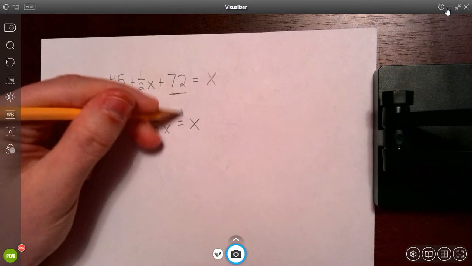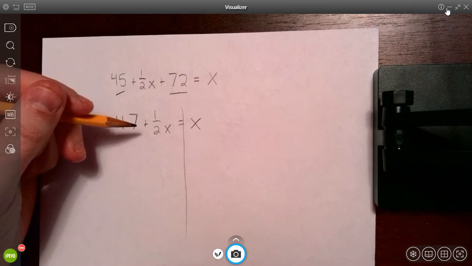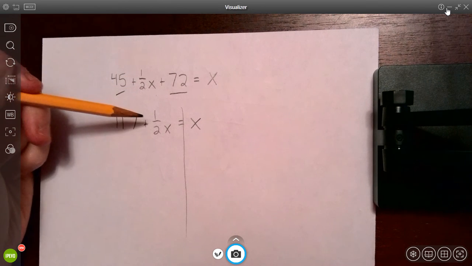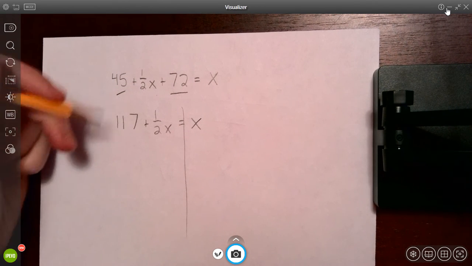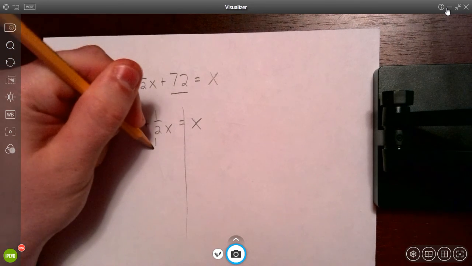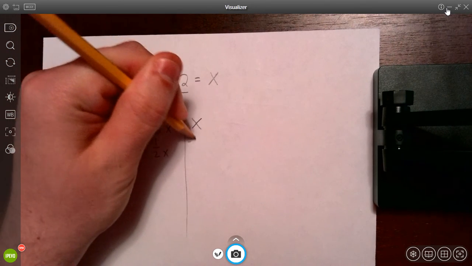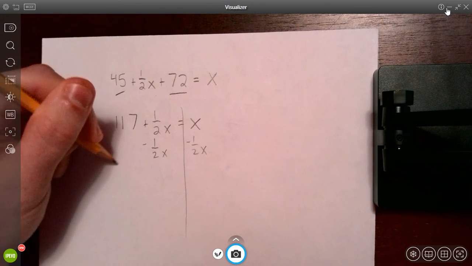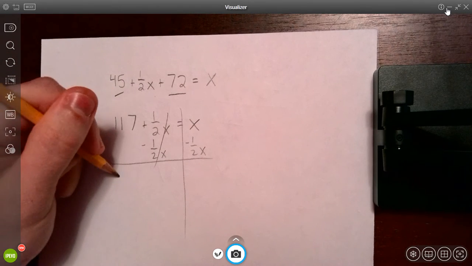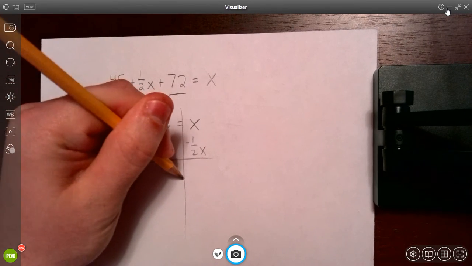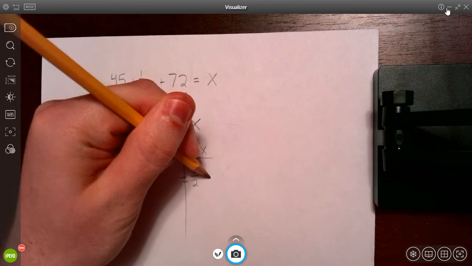Our next step is to get the terms with the variables all to one side of the equation. And right now, there's terms with variables on both sides of the equation. So the next thing that you're going to do is subtract 1/2 X from each side of the equation. Those will cancel out. We'll have 117 equals 1/2 X.